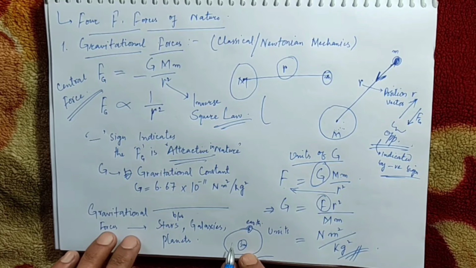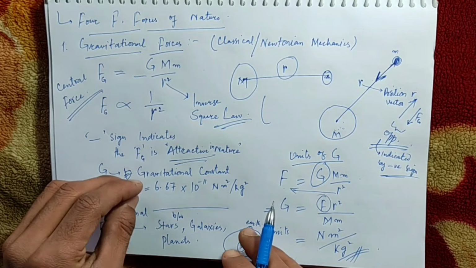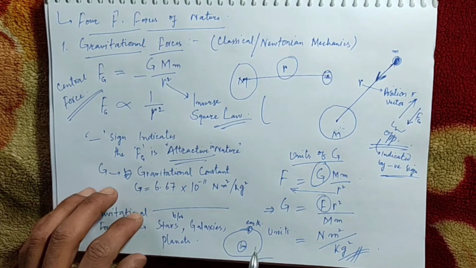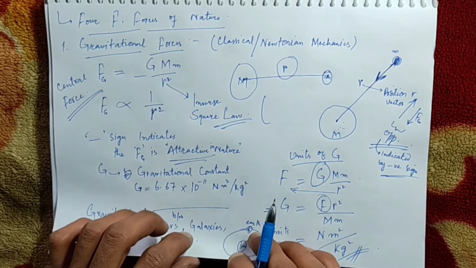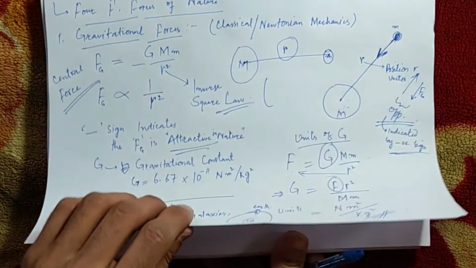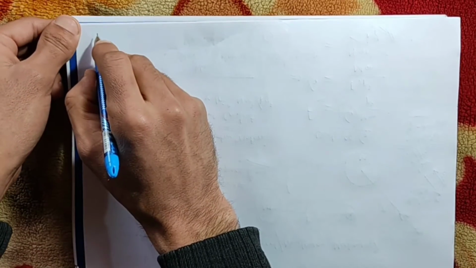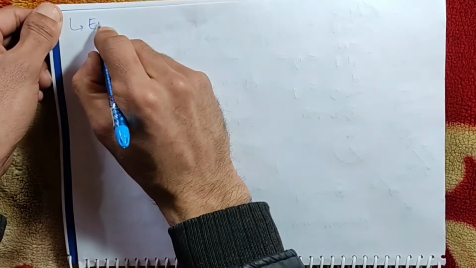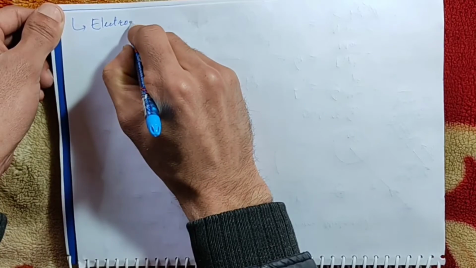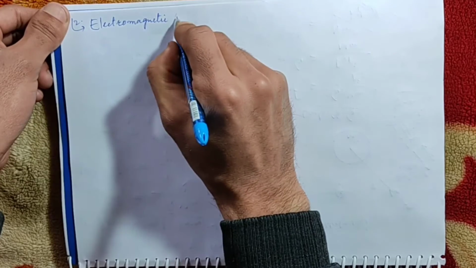Okay, so this gravitational force has an infinite range, we can say, because it is seen everywhere. Even though it is a very weak force, it has a longer range. Then comes our second fundamental force, which also follows a square law: the electromagnetic force.